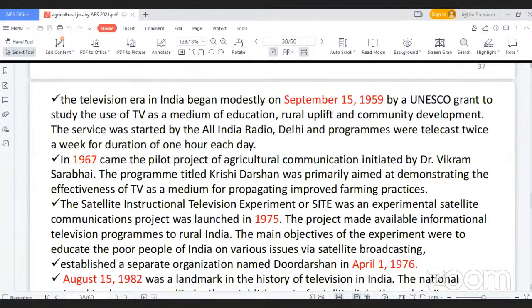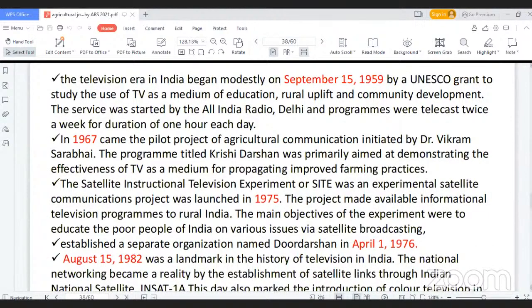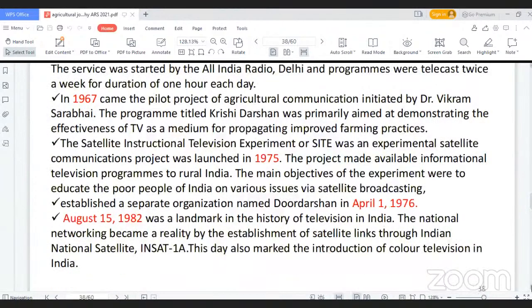Krishi Darshan was primarily aimed at demonstrating effect. That means through the Krishi Darshan program, some agriculture scientists from IARI or nearby areas demonstrate things. Suppose seed treatment of any crop; that procedure may be demonstrated by the scientist. That program was broadcast and is known as Krishi Darshan.